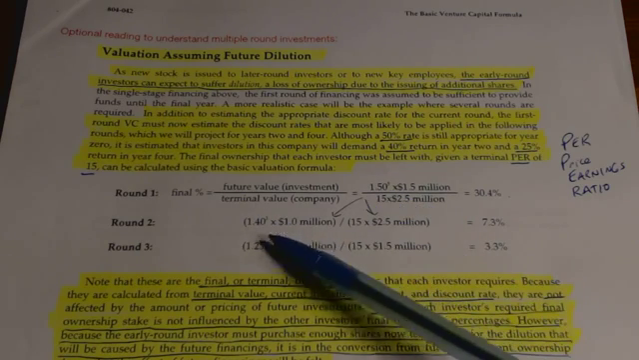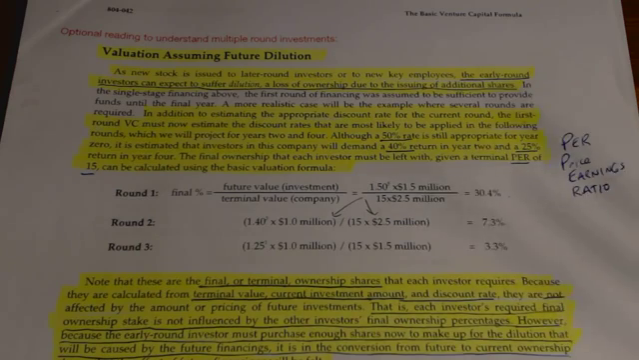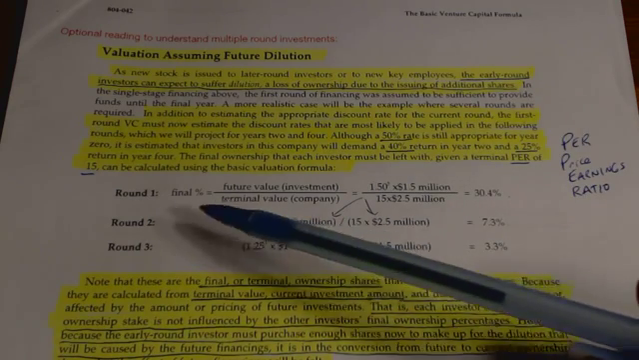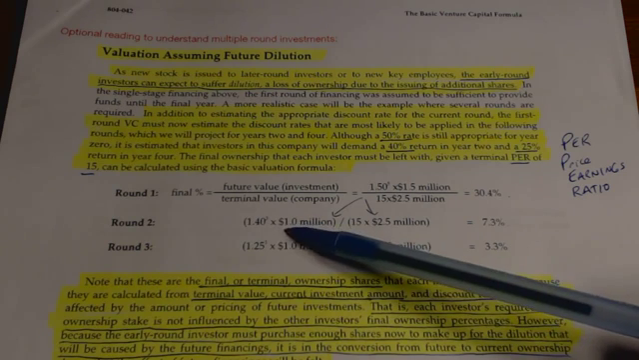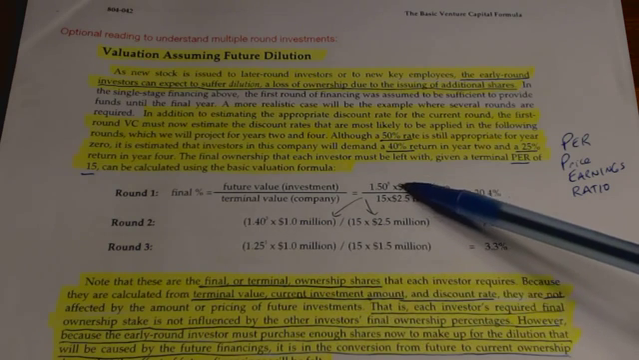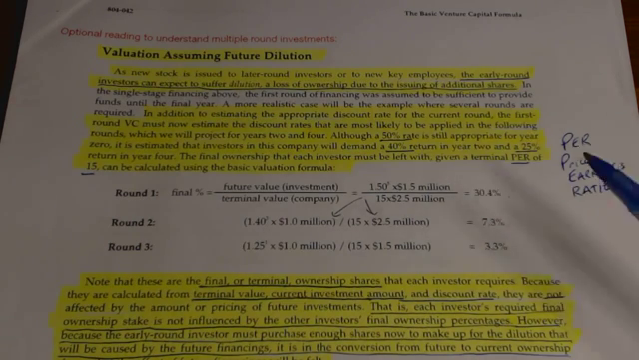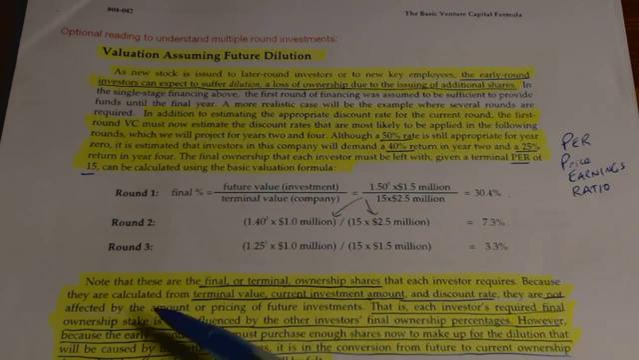Remember, IRR, discount rate, whatever you want to call it, that's what they're requiring. 50% for 5 years, 40% for 3 years, 25% for 1 year, because this is in year 4, so year 5 is only 1 year. This is in year 2, so year 5 is 3 years, and this is in year 0, so he's an initial investor, so to year 5 would be 5 years. They are not affected by the amount of pricing or future investment.